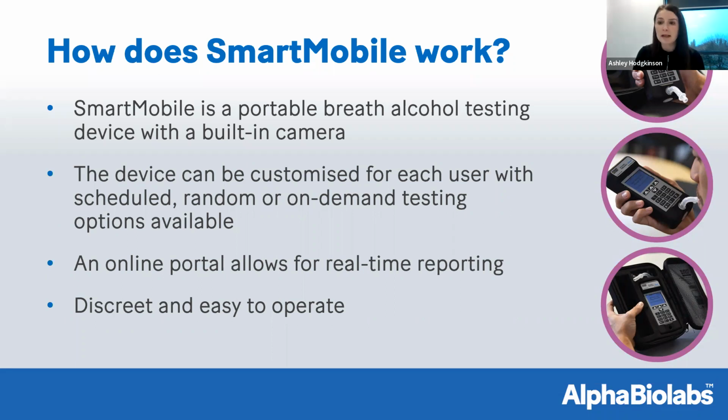So Smart Mobile is a breathalyzer device. So it's testing your breath for any alcohol in the here and now. At the time of the sample being provided, it takes a photograph of the person giving the sample, and that is uploaded onto our portal. And there we can access the results and also demonstrate the photograph of who gave the sample.